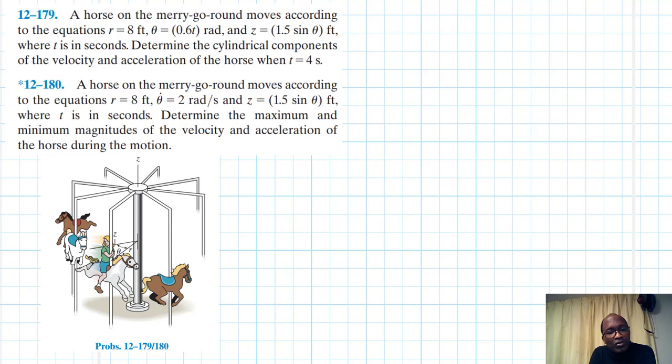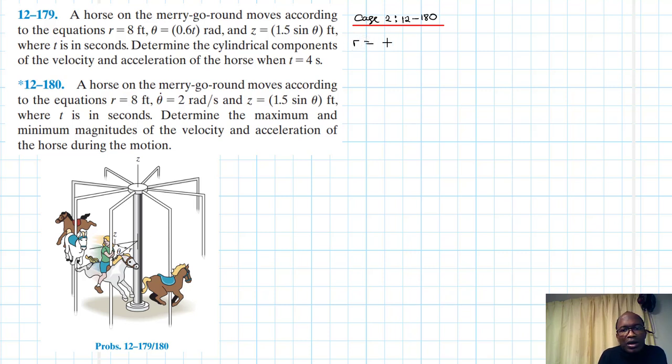This problem is coming from Engineering Mechanics: Dynamics, 14th edition, by R.C. Hibbeler. We are dealing with the second problem. We already solved the first problem, so we are on case 2, which is 12-118. So in this particular problem, I've been asked to determine the maximum and minimum magnitudes of velocity and acceleration. Right, let's write down what we have.